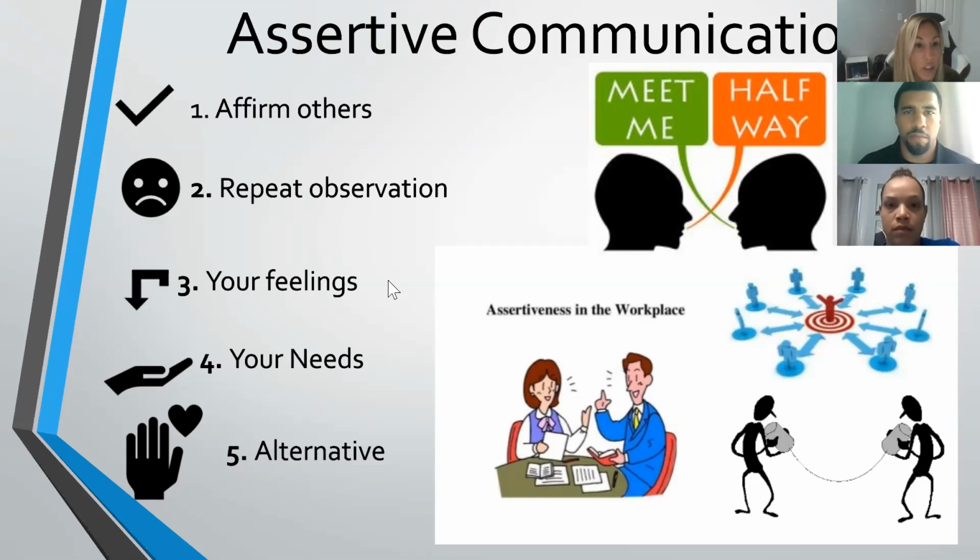Here are a few ways to do so. Number one is affirm others, make eye contact and be honest. Number two is repeat observation. Make sure you both are on the same page and repeat back to each other what you have heard. Three is your feelings. Make sure you're thoughtful and vulnerable, but express your thoughts and concerns. Number four is your needs. This is where you tell them what you want and what you need. Number five is alternatives, ensure your boundaries and consequences.